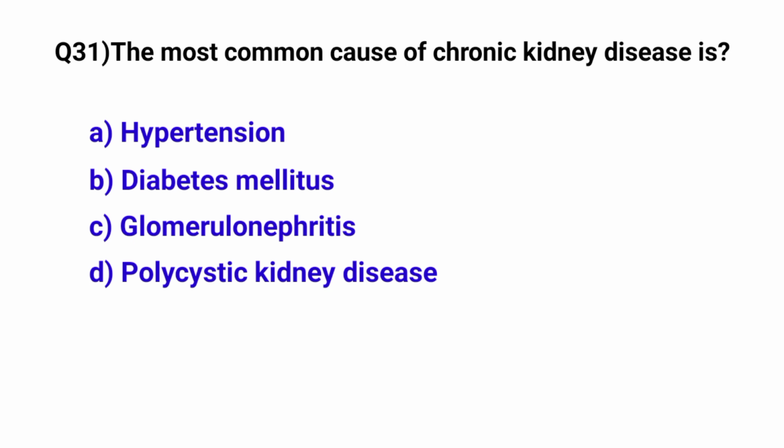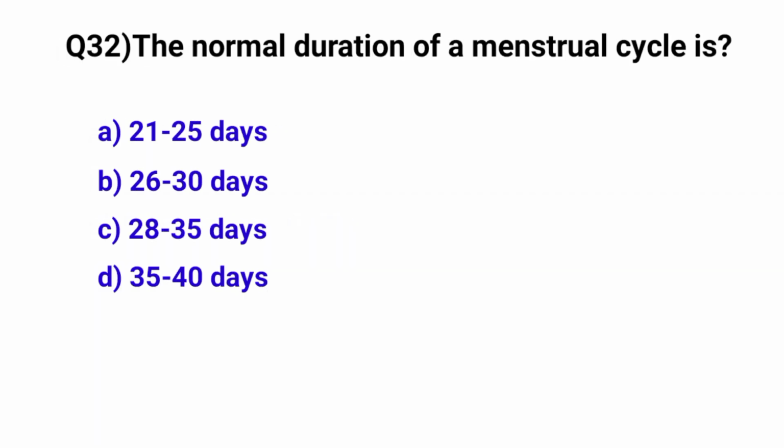Question number 31. The most common cause of chronic kidney disease is. The correct option is B. Diabetes mellitus. Question number 32. The normal duration of a menstrual cycle is. The correct option is C. 28 to 35 days.